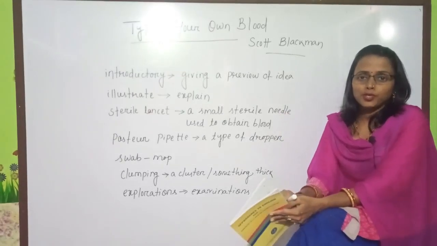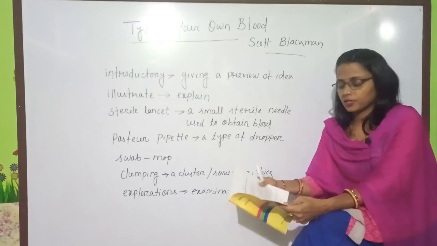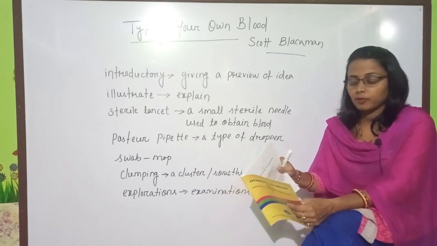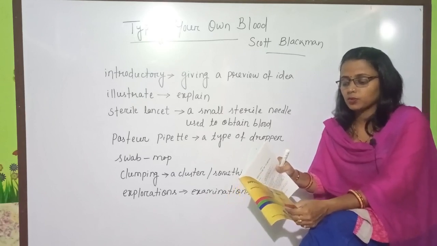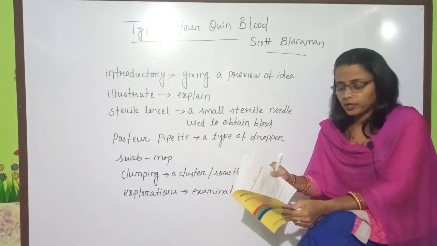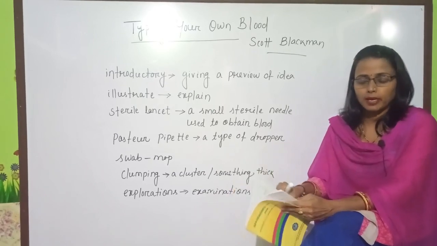Today we are going to read one of the chapters from Alternative English. The topic is The Wonder World of Science. Previously I have uploaded the first chapter, Cures for the Common Cold. Today we are going to read Typing Your Own Blood, which is written by Scott Blackman.